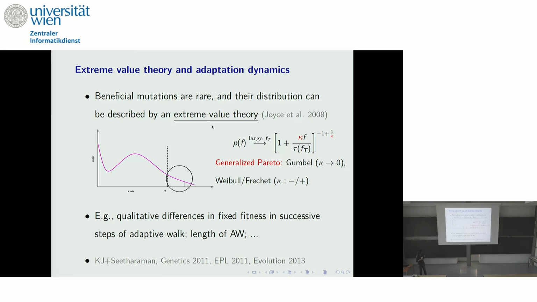What we did was take this distribution of beneficial fitness effects and study how it impacts the adaptation dynamics. One thing we saw is that in a model called adaptive walk, in which the population just climbs uphill, the fitness increase at every step changes qualitatively depending on whether kappa is 0, positive or negative. We had other quantitative results as well. If you're interested, you can look up these references. But that's just to tell you that maybe I fit in a little bit here.